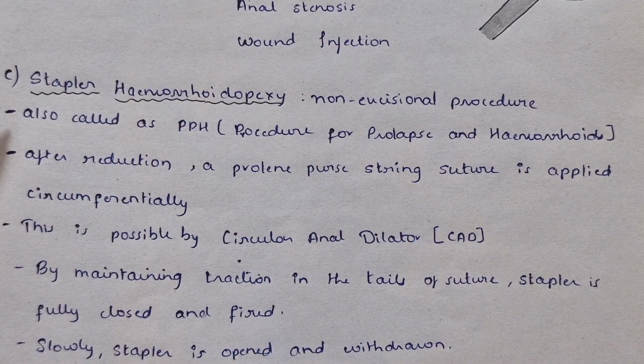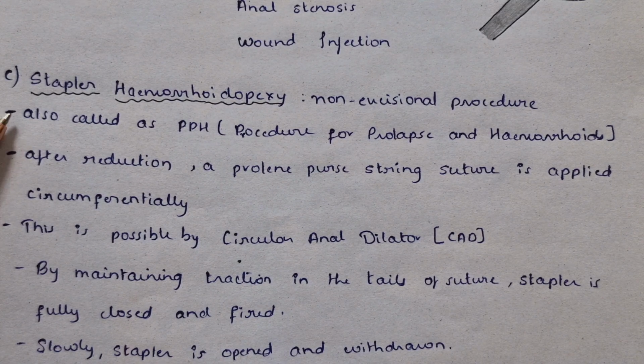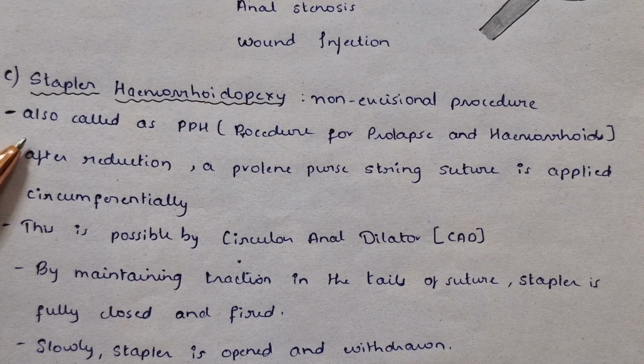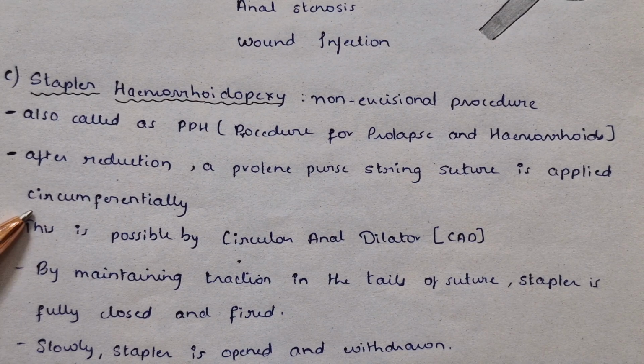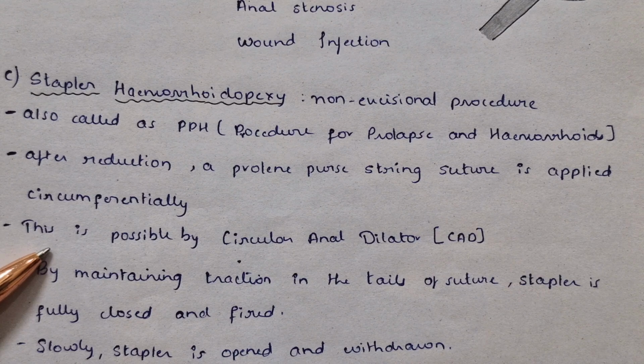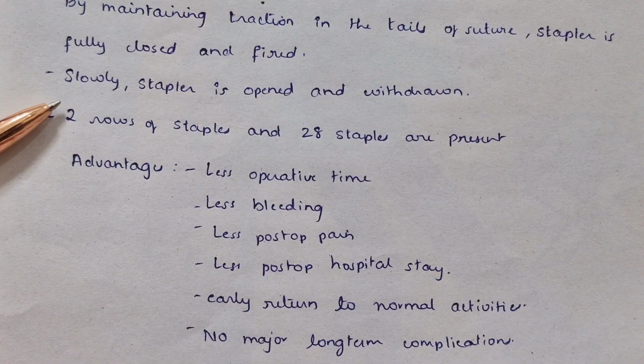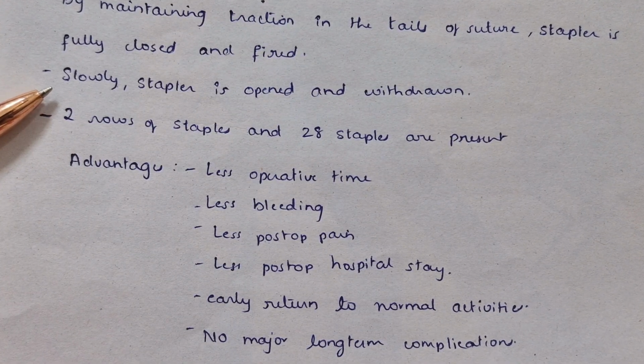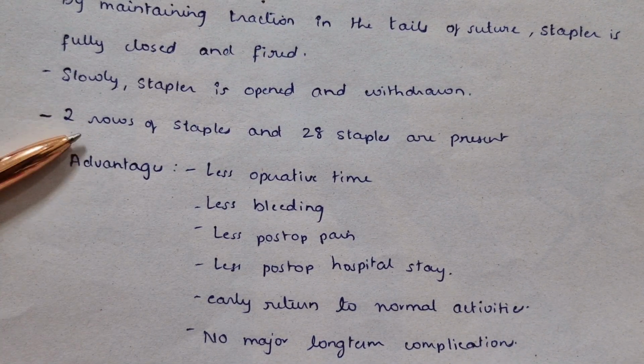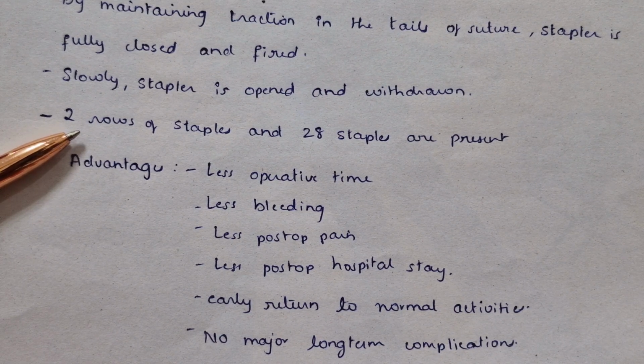Stapler hemorrhoidopexy. This is a non-excisional procedure. It is also called PPH, that is, procedure for prolapse and hemorrhoids. After reduction, a Prolene purse string suture is applied circumferentially. This is possible by the circular anal dilator, which is the CAD. By maintaining traction on the tails of the suture, the stapler is fully closed and fixed. Slowly, the stapler is opened and withdrawn. 2 rows of staples and 28 staples are present.